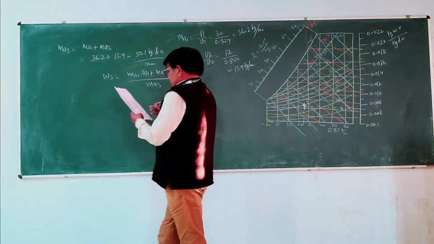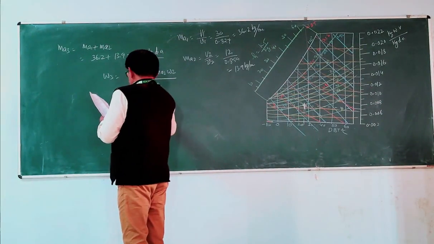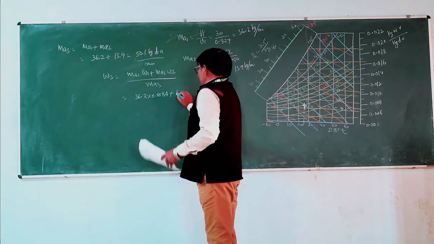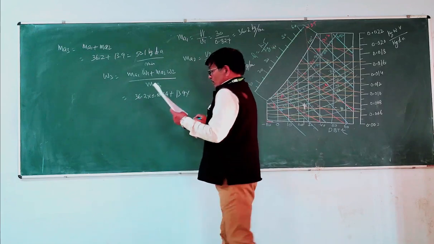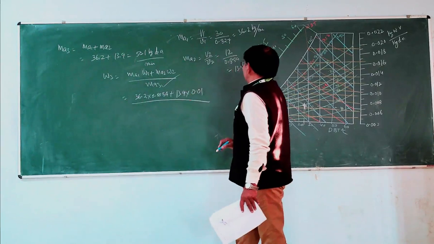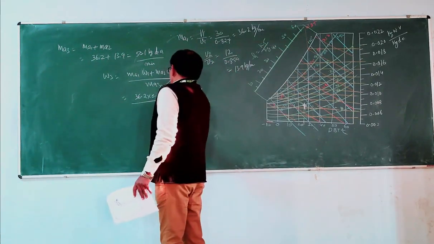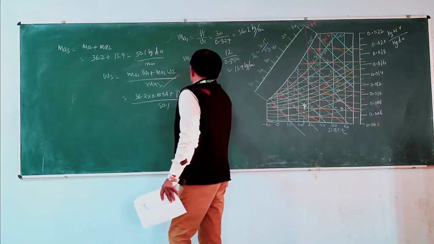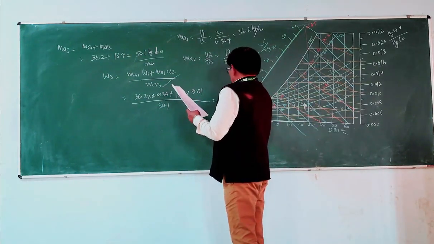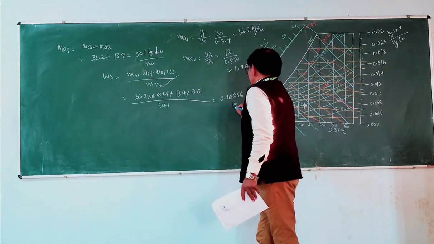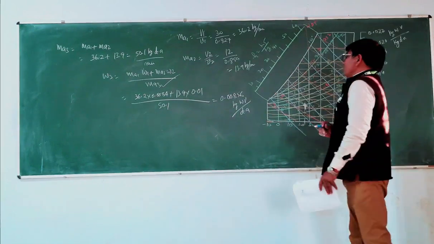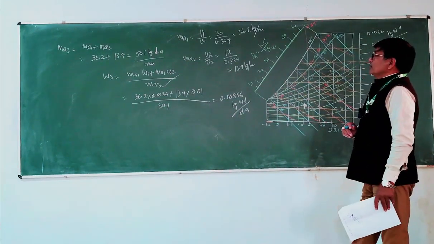So that is 36.2 into 0.0084 plus 13.9 into 0.01 upon total mass, how much will that be? Already we have 50.1. This value you will get: 0.00856 kg of water vapor per kg of dry air. This is the value that you have calculated by using the formula.